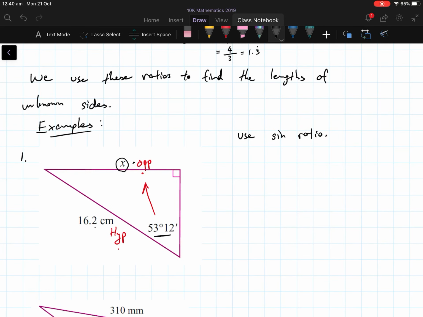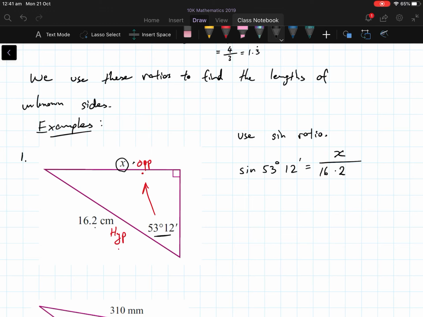So we now write an expression. Always write this expression out. Sine 53 degrees and 12 minutes is equal to opposite, which is x, over 16.2. Now we have an equation that we're able to then solve. So we're going to do that. Now, before I find all these things, I've actually got to work out what sine 53 degrees and 12 minutes is. Now, it just so happens that 12 minutes is 1/5 of 1 degree, but that's not really interesting for you.